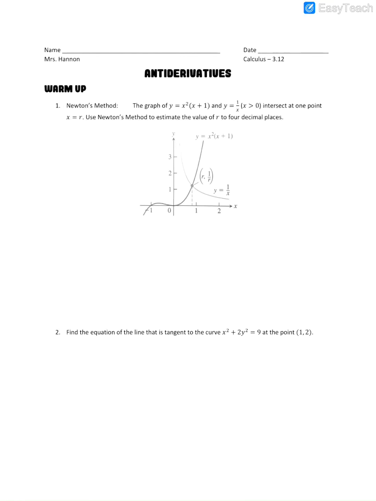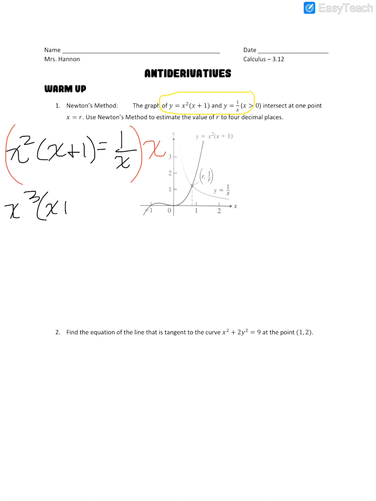Okay, so number 1, we want to find where these two graphs intersect each other. Wherever they intersect is where they're equal, so that's what we want to do first, go ahead and set them equal. Then it makes sense to multiply by x so that I can get rid of the 1 over x. So I get x cubed times x plus 1 equals 1. Go ahead and distribute, x to the 4th plus x cubed, and we'll subtract the 1 over.